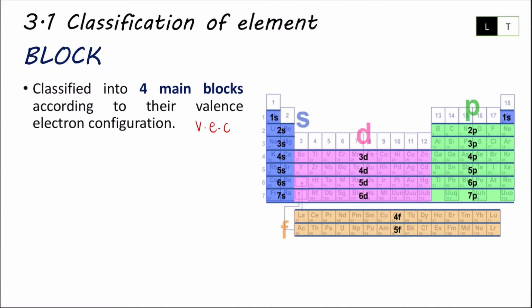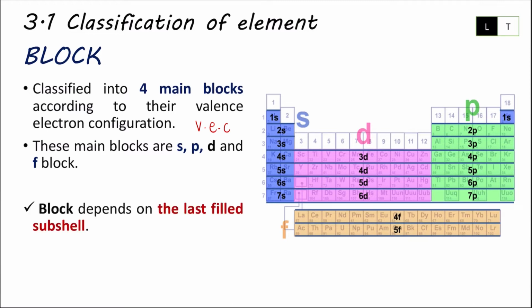So, there are 4 main blocks, as you know: S, P, D and F block. Same as how we name the orbitals. So how to determine the block? Block depends on the last filled subshell. So that means you have to understand how to fill in electrons based on the Aufbau principle for their electronic configuration.